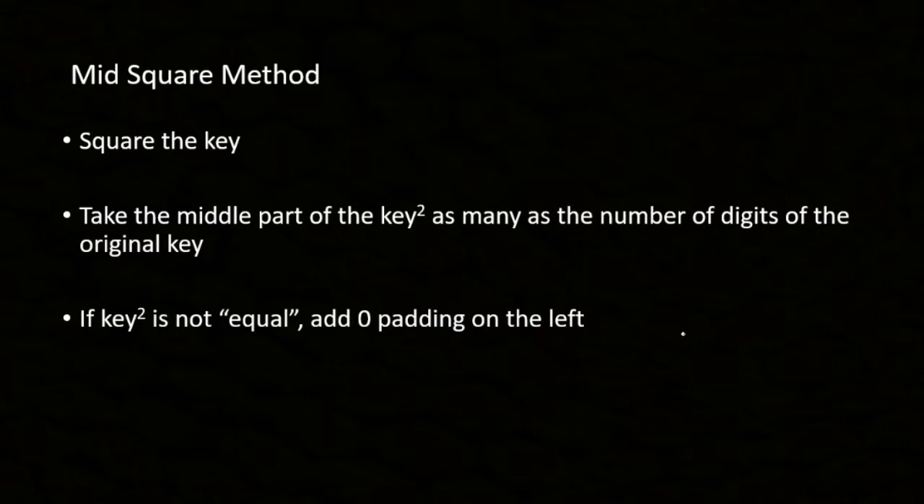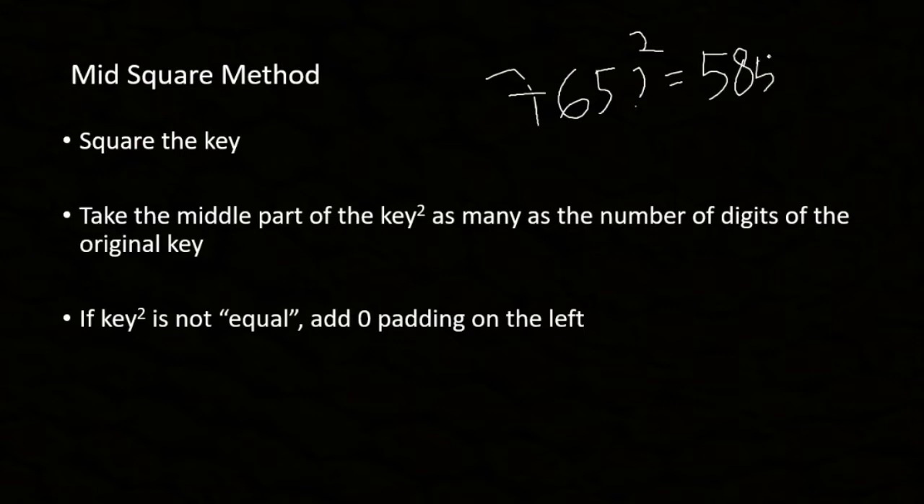What does it mean? So if, let's say, give me a number, I'll take the number 765 maybe, and this is my key. So this is the key. I will square the key. What's the answer to the square? Let me grab a calculator. And the answer is 585,225.